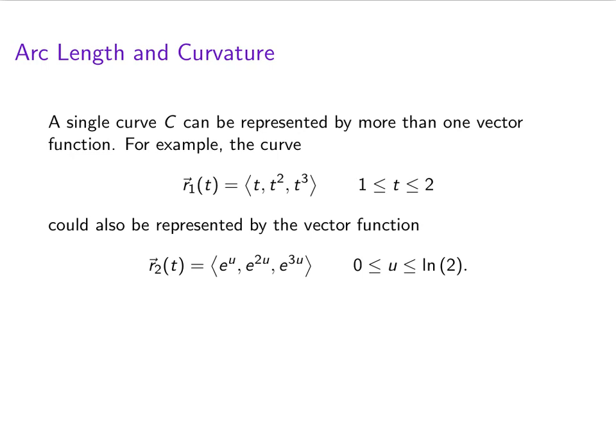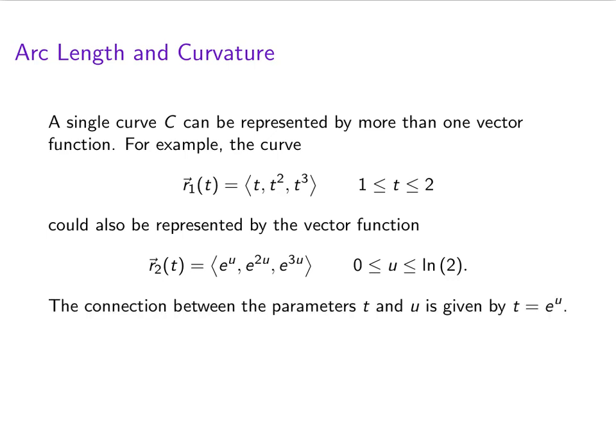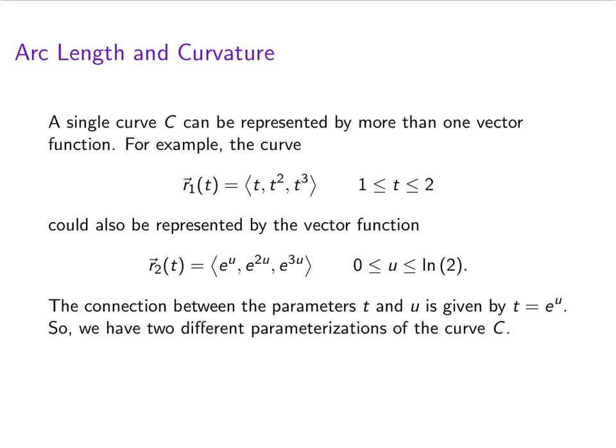r2 of t is e to the u, e to the 2u, e to the 3u, with different limits on u. In this case, the connection between the parameters t and u is given by t equals e to the u. So in this case, we have two different parameterizations of this curve.